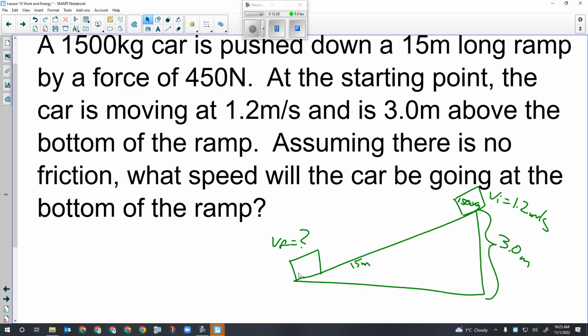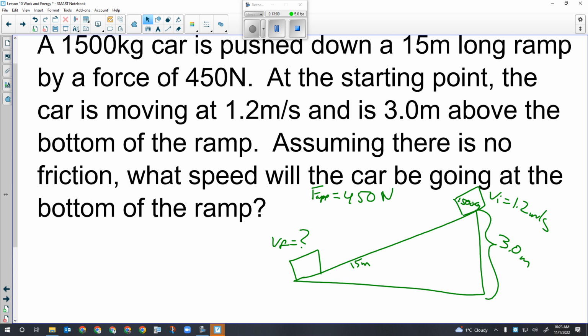its final speed. We also know that an applied force of 450 newtons was used to help it down the ramp. Because if it was a frictionless ramp, would it have gone down the ramp on its own anyway? Yes, it would have. So it was helped down the ramp with an additional 450 newtons worth of force.